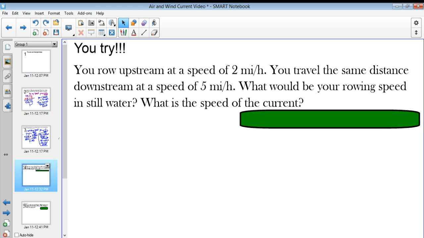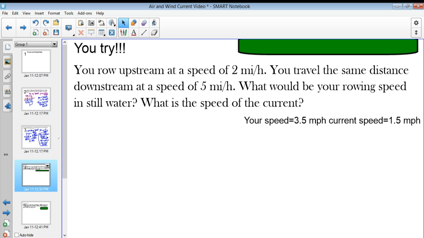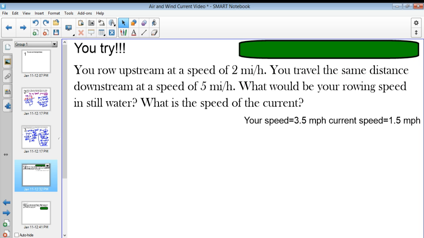So you solved it and you have found out that your speed was 3.5 miles per hour and the current speed is 1.5 miles per hour. In terms of final answer here, I'd like you to write "your speed is," not "your speed equals." But if you get this right, move on. If not, stick around. I'll explain it.